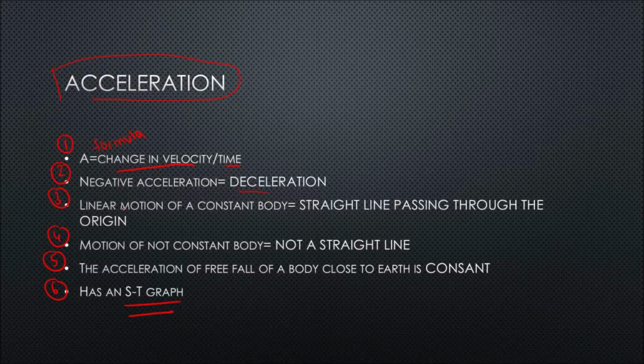The third point is that the linear motion of a constant body is a straight line passing through the origin. When a body is constant, it moves in a straight line which passes through the origin. So it increases by the same amount, so it would be a straight line.